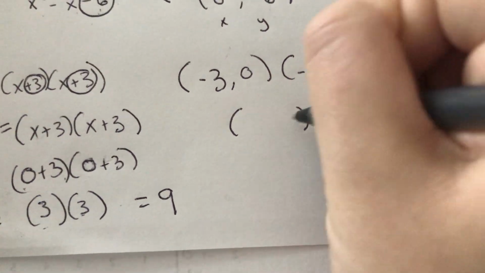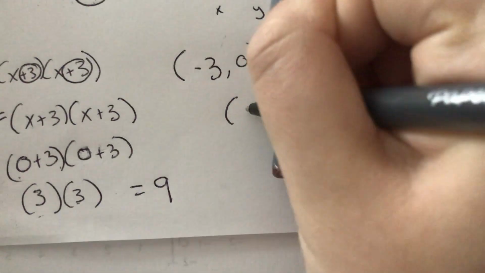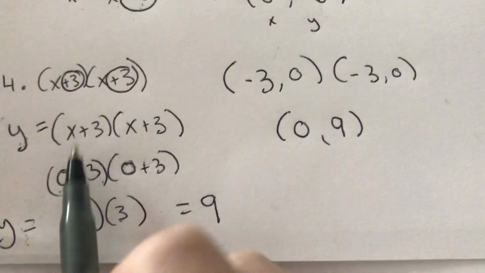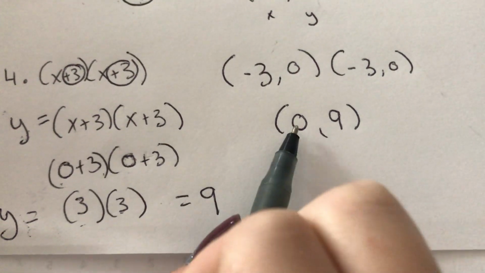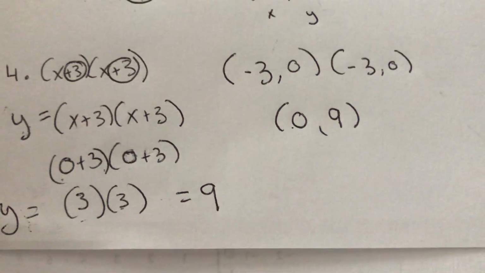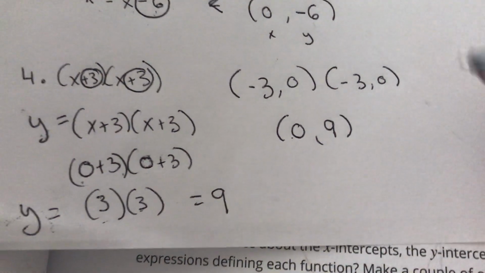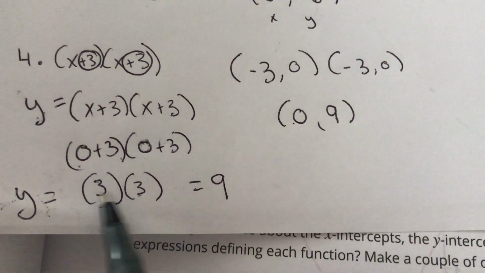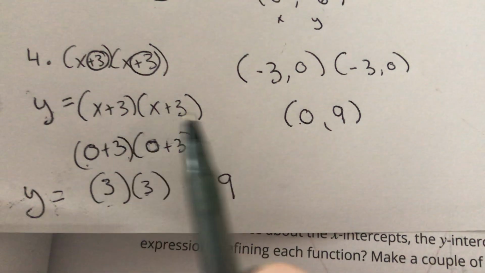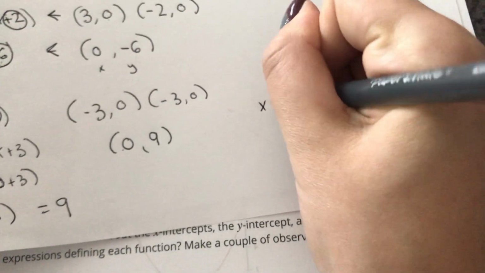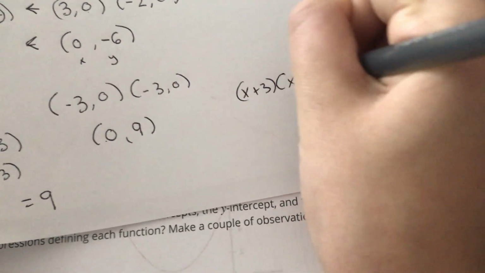So again, the y-intercept has the y as the value and the x is 0, just like how we plugged in 0 into these. So when x is 0, y is 9. If that was a little confusing for you, you can also do the old school method, without that trick of turning the x's into 0 and multiplying, by expanding this out. So we have x plus 3 times x plus 3.